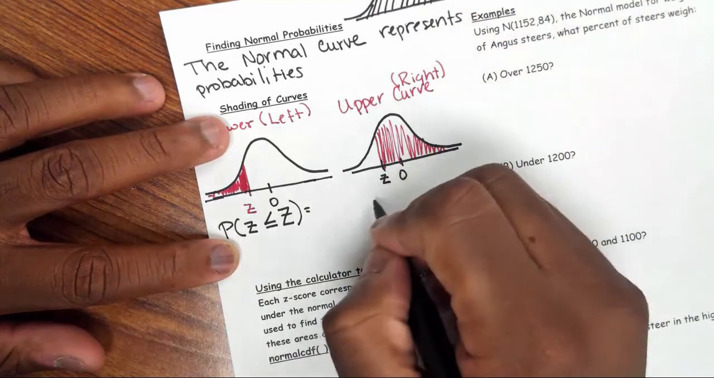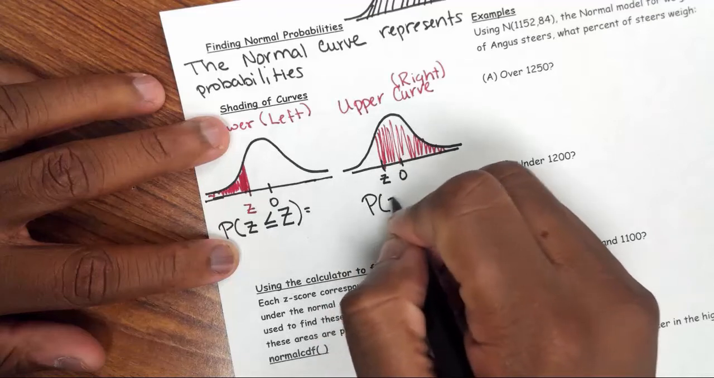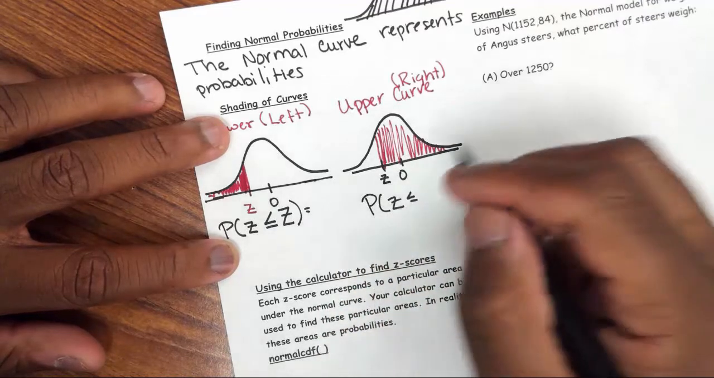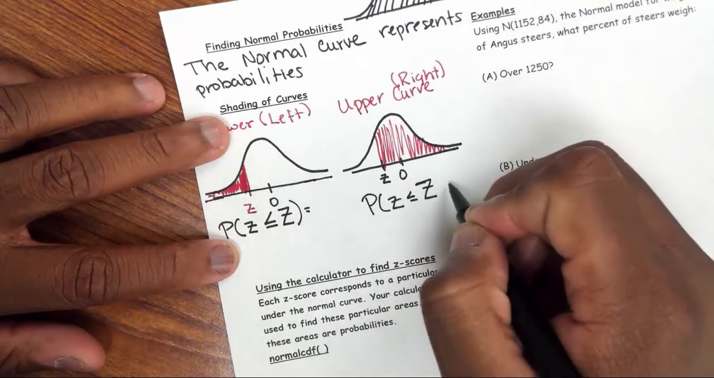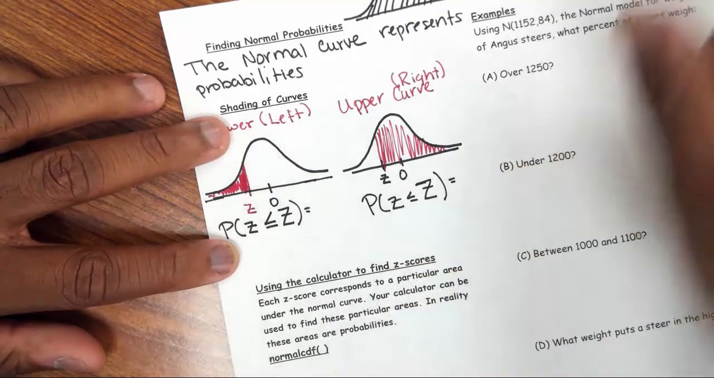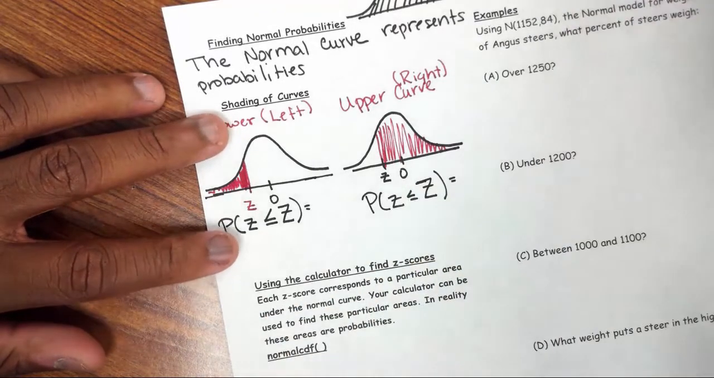When you find right tail area, it looks like this. The probability that z is less than or equal to whatever this z-score is again. That's what the big Z represents right now. And you're going to find that area using your calculator.